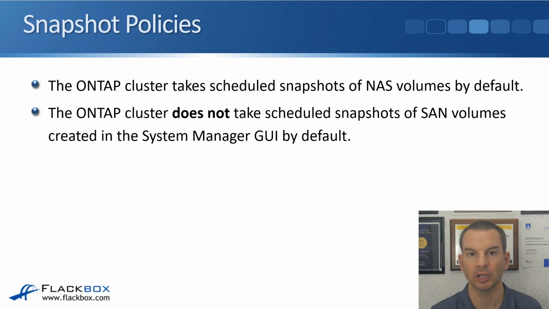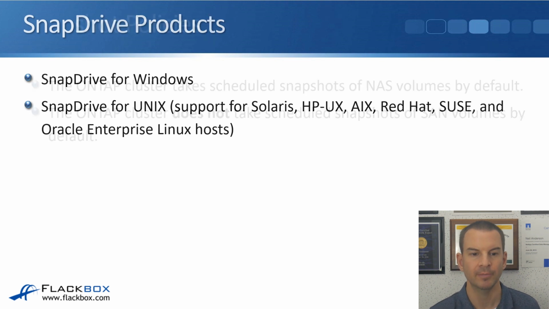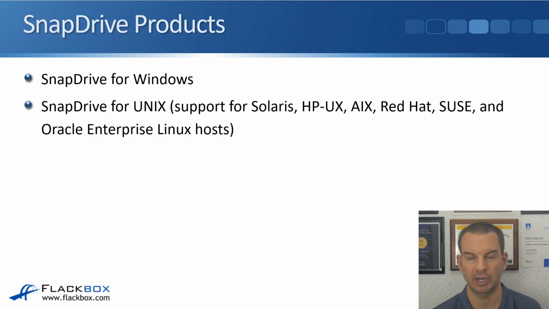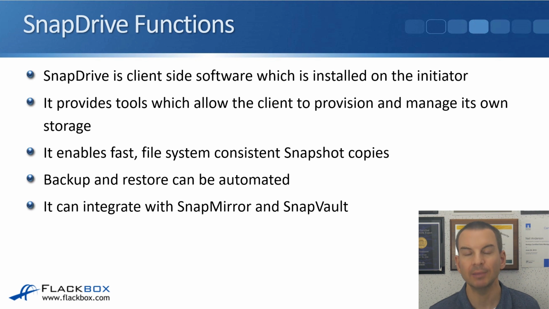So how is that going to work? Well, with software which is installed on the client. And there's a few different options. First option is SnapDrive. The available SnapDrive products are SnapDrive for Windows and SnapDrive for Unix. SnapDrive for Unix supports Solaris, HPUX, AIX, Red Hat, SUSE, and Oracle Enterprise Linux hosts. SnapDrive is client-side software which is installed on the host itself, and it provides tools which allow that client to provision and manage its own storage.